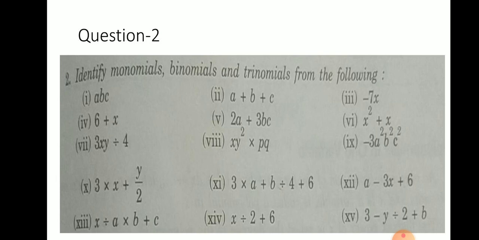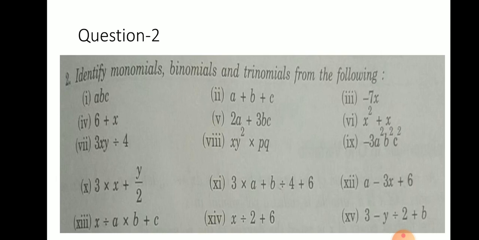And the 13th one, x divided by a into b. x, a and b, these three are connected by into and divided by symbol. That's why totally this is a single term, and c alone is a single term. So two terms are there in this, that's why it is a binomial. And 14th, x divided by 2 is a term, 6 alone is a term. That's why two terms are there here, so it is a binomial. And the 15th question, in that 3 alone is a monomial, I mean single term, y divided by 2 a single term, b alone is a single term. So totally we have 3 single terms here, that's why it will become a trinomial.